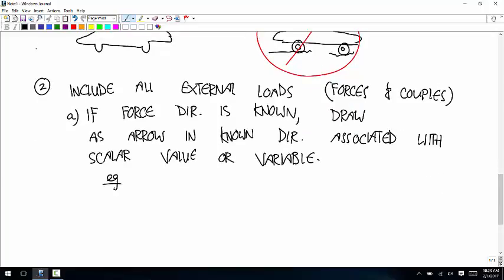So, for example, if you have a rope pulling on a car, the direction is parallel to the rope away from the chosen object, and you'd associate that with, well, if it's a rope, you'd do it with T.